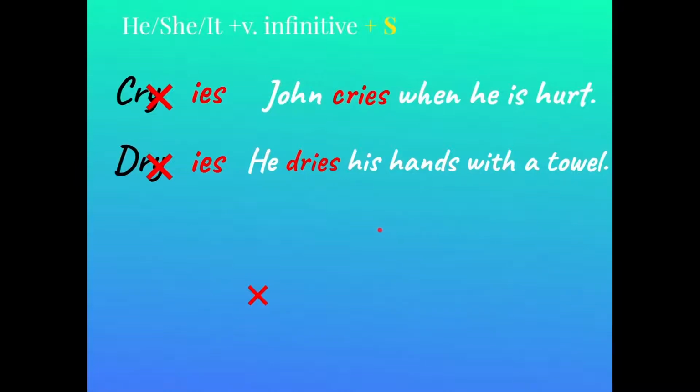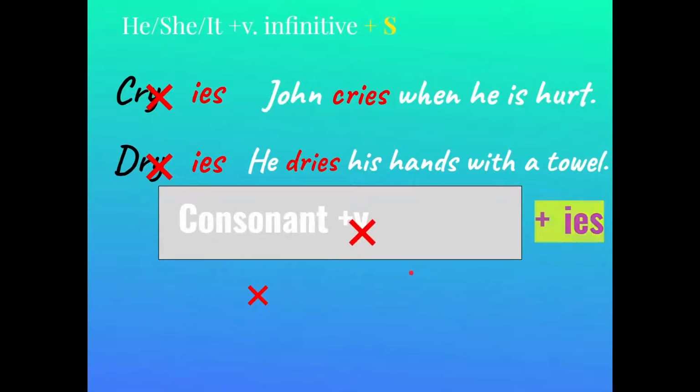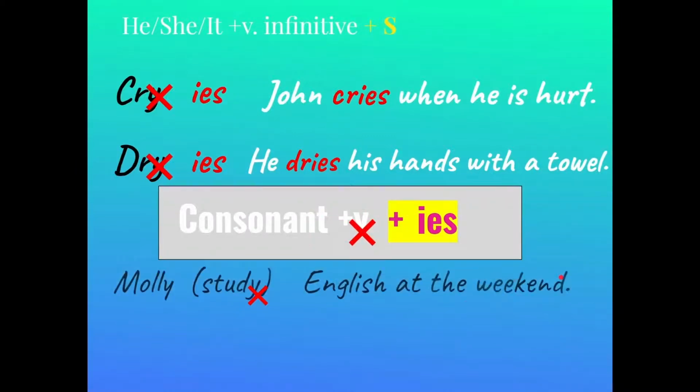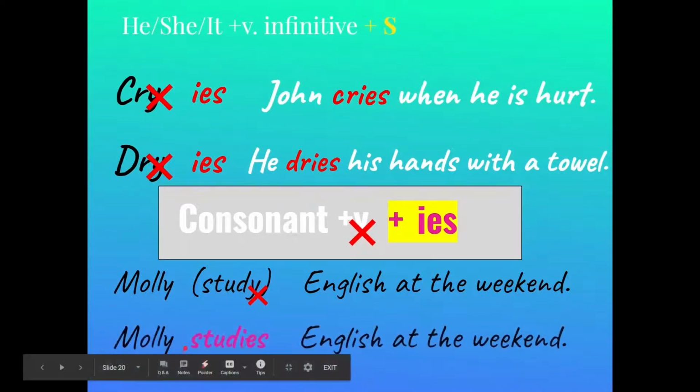Perfect. So let's remember the rule again. Consonant plus Y. I cross the Y and add IES. Super easy. Just need to remember that if you have a consonant before the Y, you're going to cross the Y and add IES. Molly, study. Molly studies. That's how you write it.